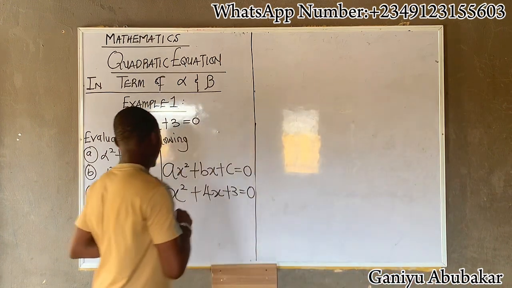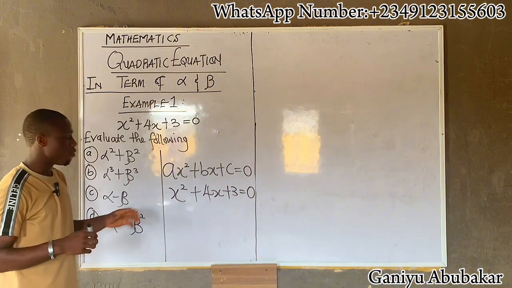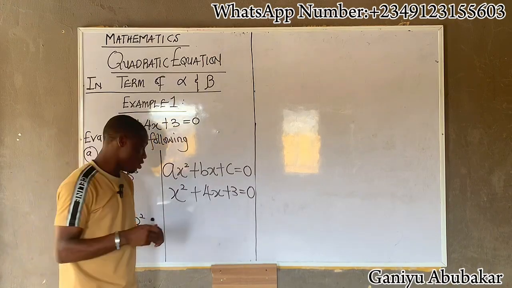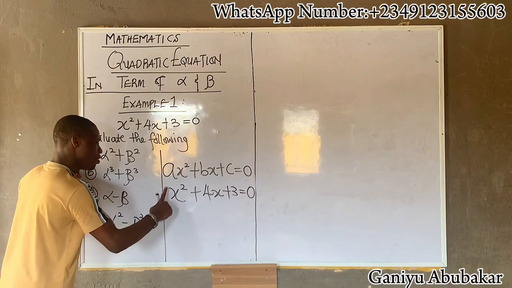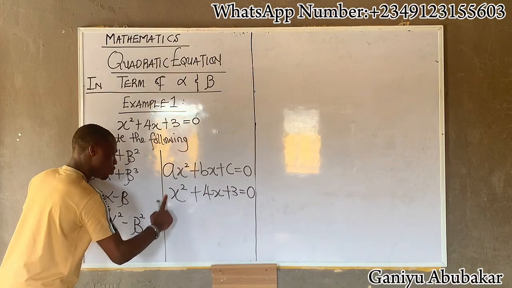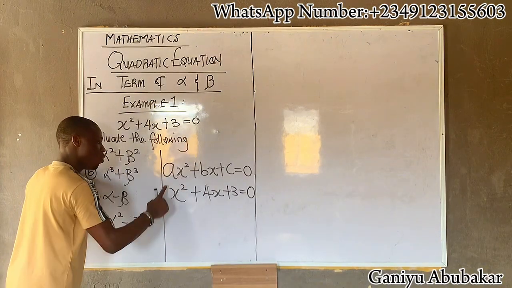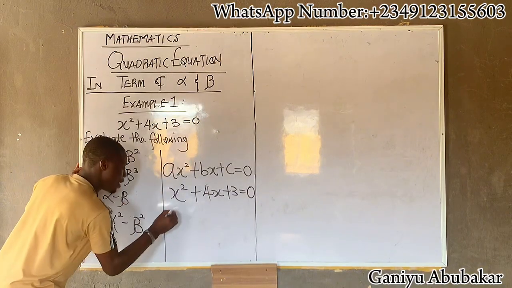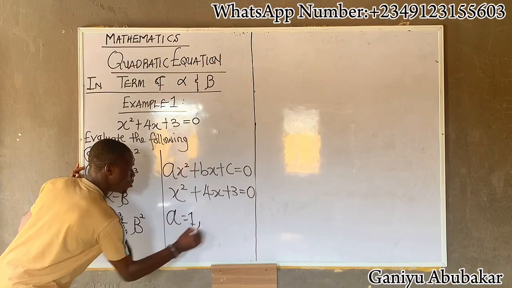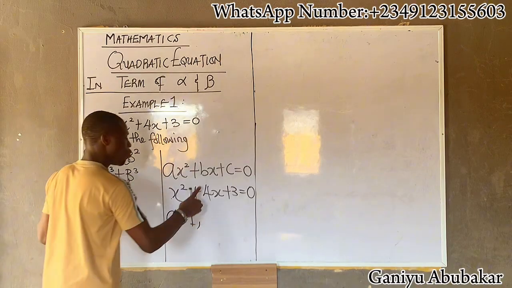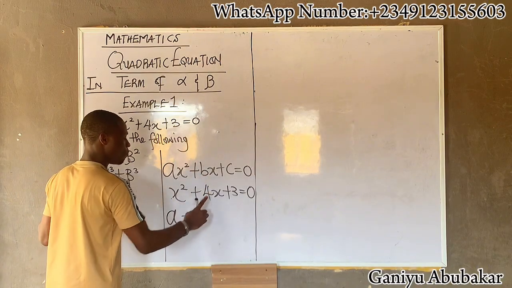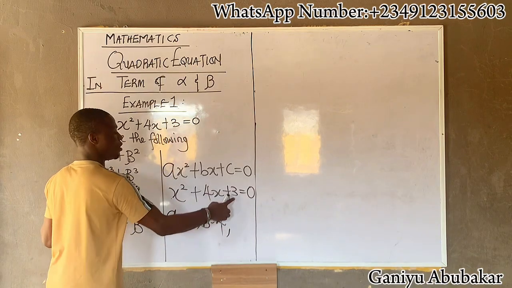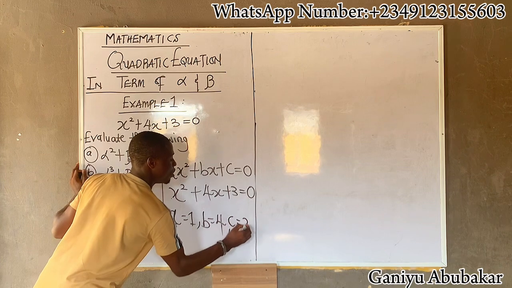So here's the task. From this equation, we have to get the values of a, b, and c. Observe x squared: what's the number here? Of course, an invisible 1. So a is equal to 1 from the given equation. What's b? b is 4. Also, what's c? c is 3.